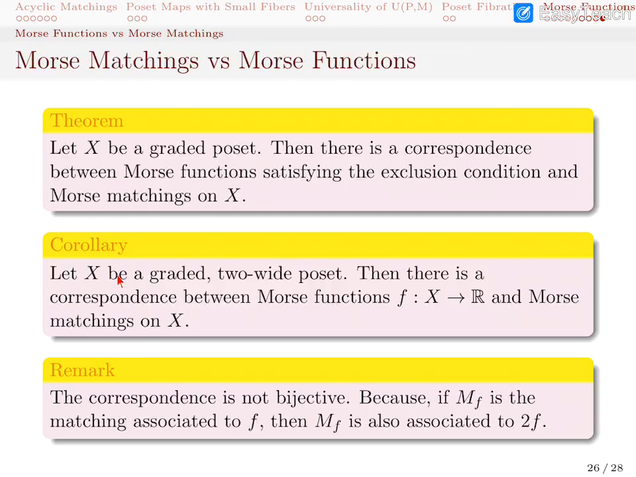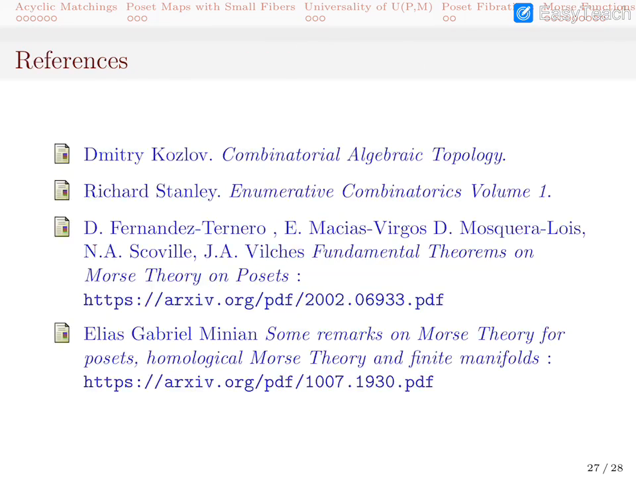And the corollary is that if X is a graded 2-width poset, then since any Morse function satisfies the exclusion condition, we have a correspondence between Morse functions f from X to the reals and Morse matchings on X. And finally, we have this remark that this correspondence is not bijective. Because if M_f is the matching associated to f, then M_f is also associated to 2f, and 2f is clearly a Morse function because by multiplying with positive reals, you do not change any inequalities. So that's whatever I had to say here.